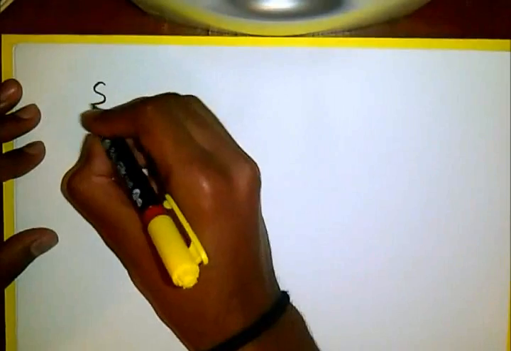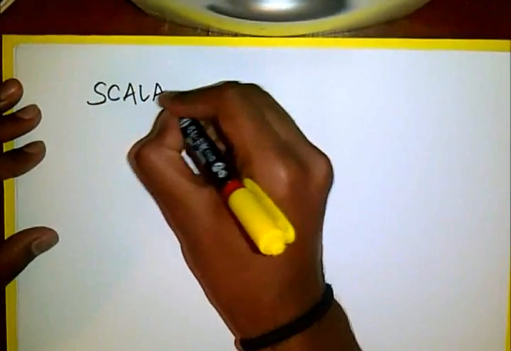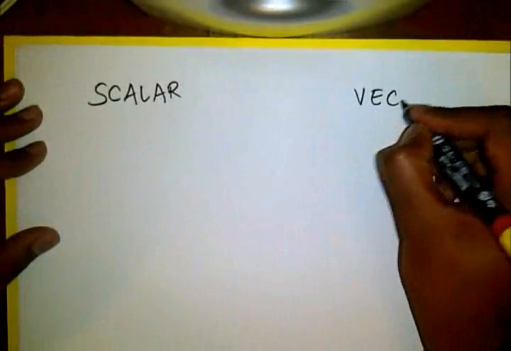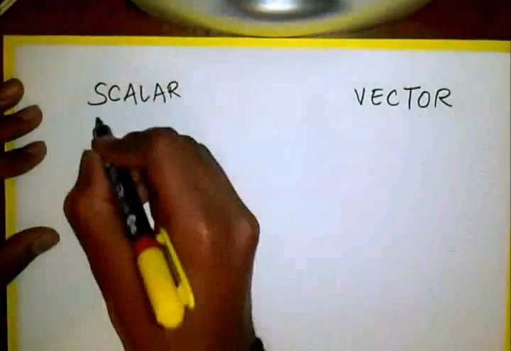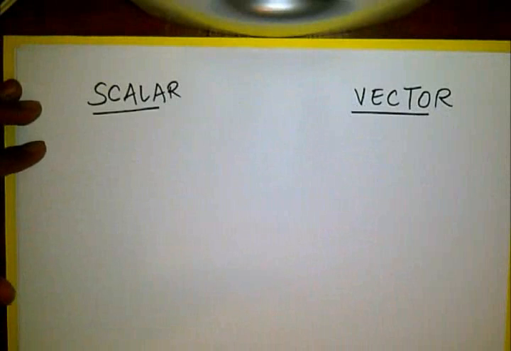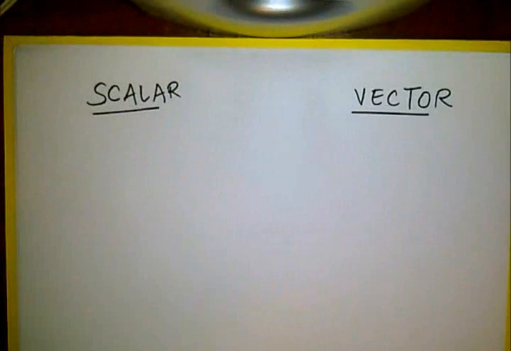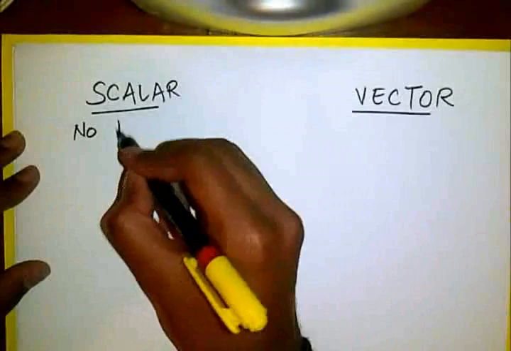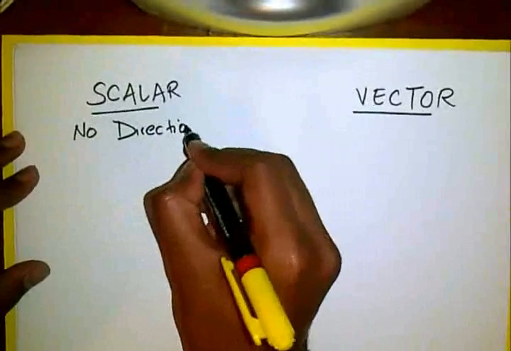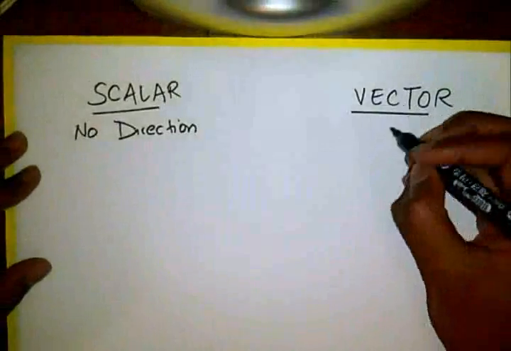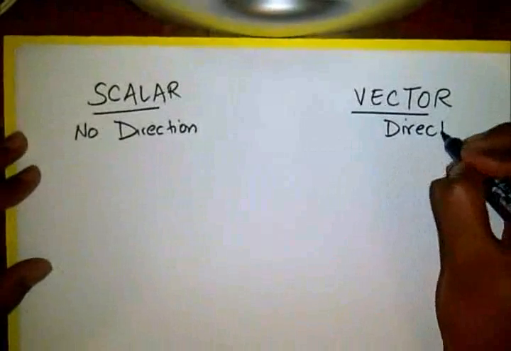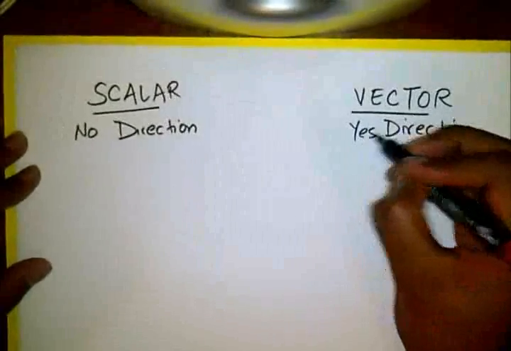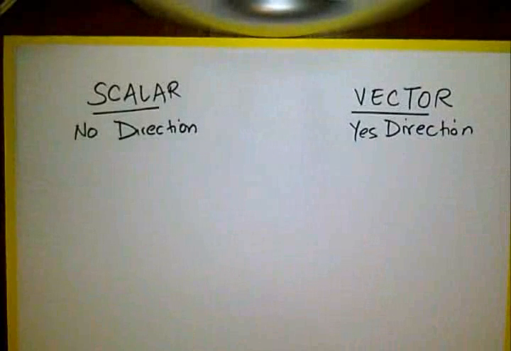So we have two, right? We have a scalar and we have a vector. Now, I'm pretty sure everybody knows the difference between a scalar and a vector, but we're just doing this so that we're 100% sure. A scalar is a quantity that does not have direction. So I'm just going to say no direction. A vector is something that has direction. So a scalar doesn't have direction, a vector has direction.